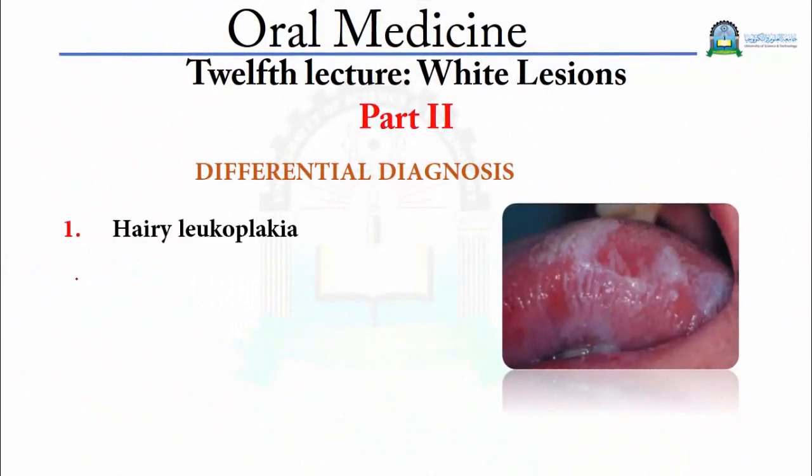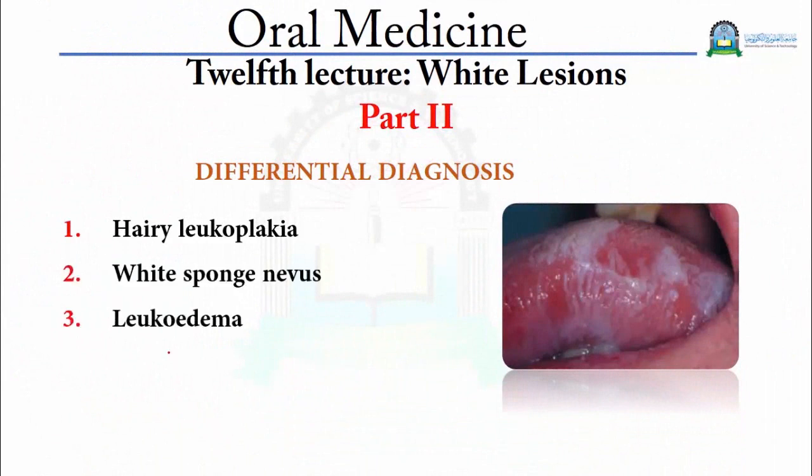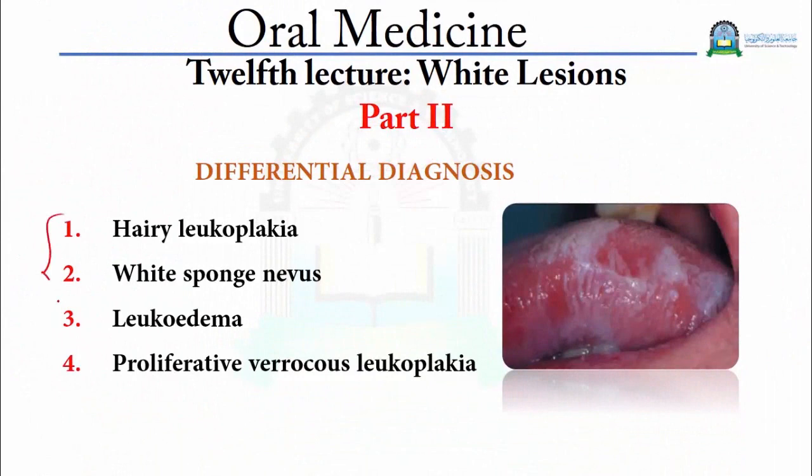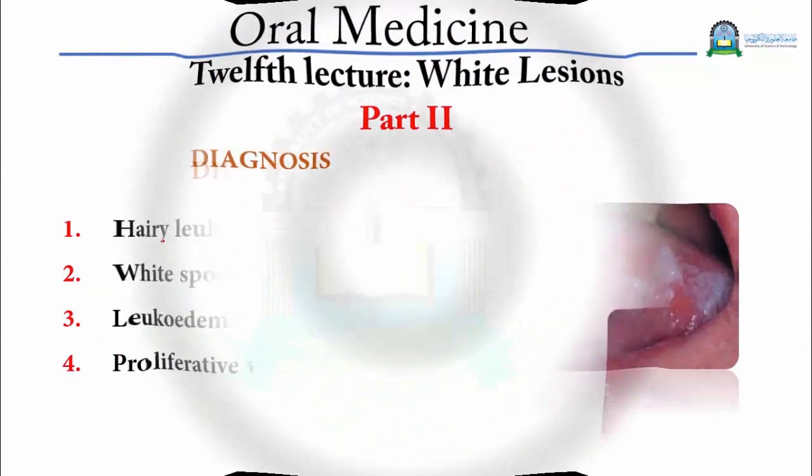The differential diagnosis of Candida Leukoplakia includes hairy leukoplakia, white spongy nevus, leukoedema, as well as proliferative verrucous leukoplakia, which similarly present in the oral cavity with clinical features like those of Candida Leukoplakia.